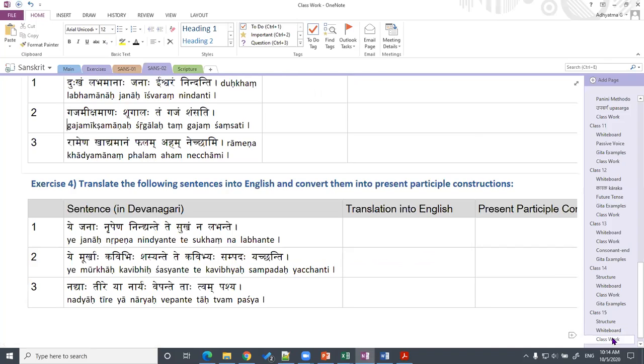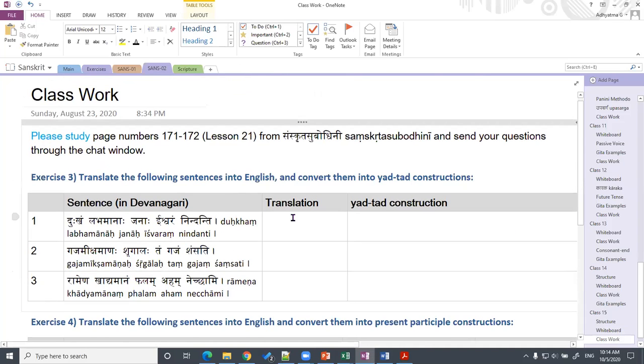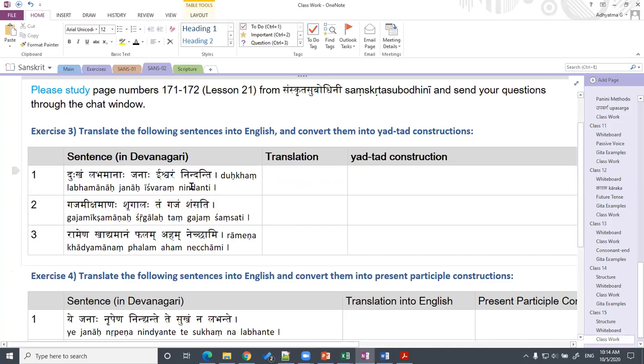Going to the classwork, let us see if we can solve the classwork here. So dukham labhamanaha janaha ishwaram nindanti. So this is, I hope, pretty straightforward. Dukham is sorrow. So janaha. If you look at janaha nindanti, first look at the verb form. Nindanti is the verb form. Nindanti means accuse or criticize. Janaha is the people. That is the plural case, so that makes sense.